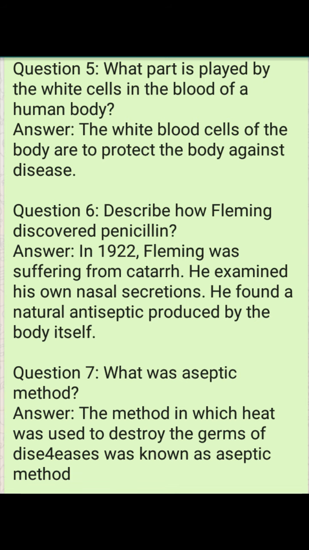In 1922, Fleming was suffering from catarrh. Catarrh is actually bronchitis, a disease like asthmatic dropsy. He examined his own nasal secretions. He found a natural antiseptic produced by the body itself.